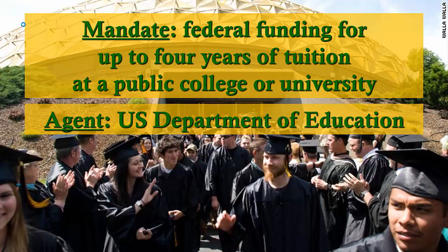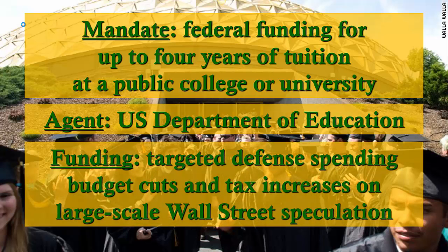So, the agent of action for the purpose of this policy would be the U.S. Department of Education, and we would probably want to talk about how this is going to be funded. How do you pay for federal funding for up to 4 years of tuition? So, let's say we could engage in targeted defense spending budget cuts, as well as tax increases on large-scale Wall Street speculation activities. The combination of expenditure cuts in one area of the budget with revenue increases in another area of the budget could be demonstrated to provide the funding that we need to provide 4 years of tuition for any college student in the United States who qualifies for admission to a school that qualifies.